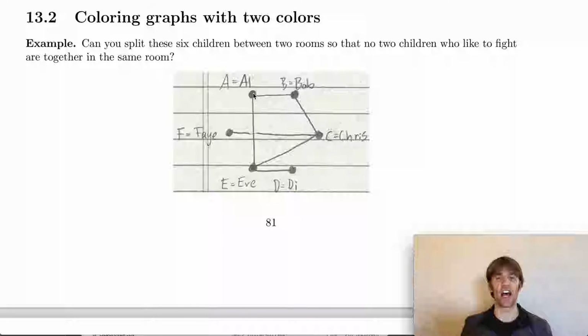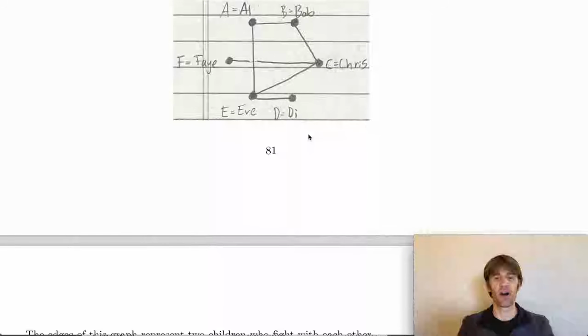represents the fact that Al and Chris don't like to fight. They get along just fine. And now you have 2 rooms, and you'd like to put your children into these 2 rooms such that no fights will break out. So you don't have 2 children who like to fight in the same room. And you ask, is it possible to divide these children into rooms satisfying that constraint? It turns out in this case it is possible.